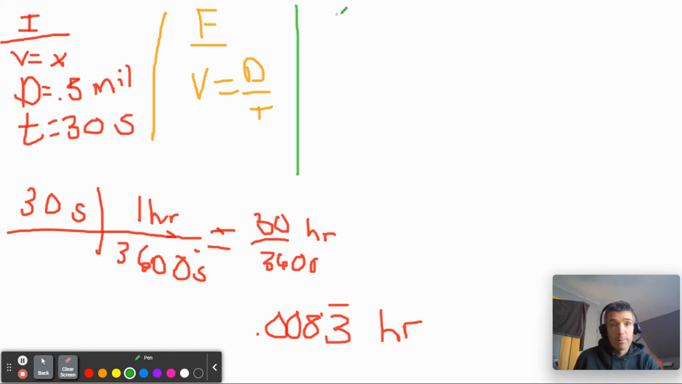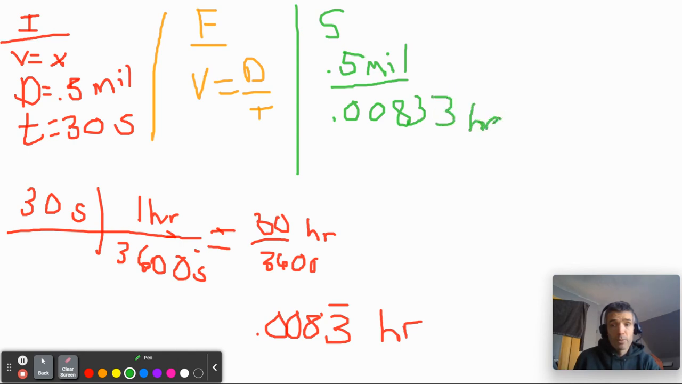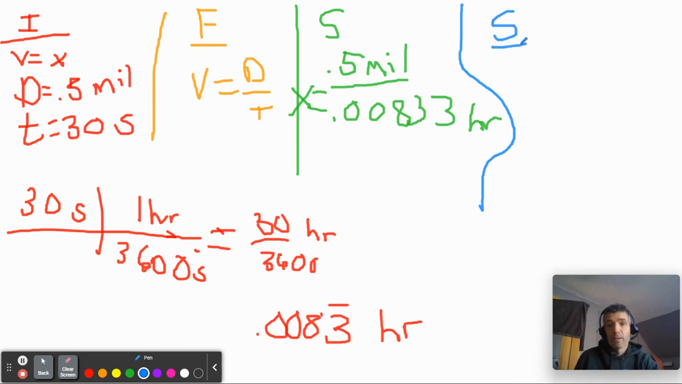And the third step is substituting. So 0.5 miles divided by 0.0083 hours equals x. And then the final step is the solving, doing the math, the solve step. So I would just do this out. 0.5 divided by 0.0083. I wish I had a real calculator.